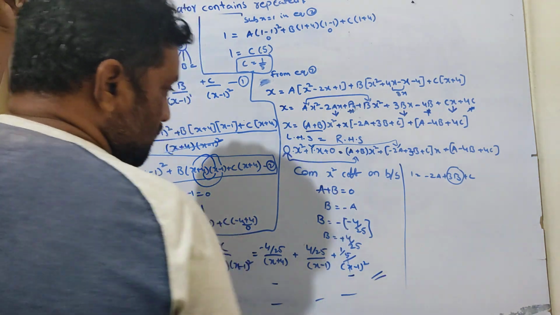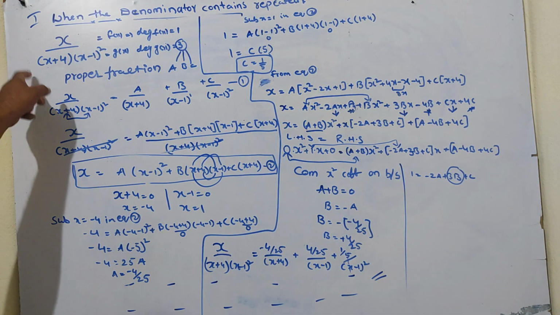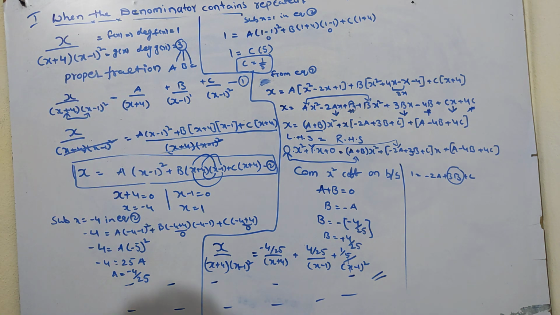This is our solution. Here we have a non-repeated factor, and here a repeated factor. When we have only repeated factors, we will see that in the next problem. We will do it in the next problem now.